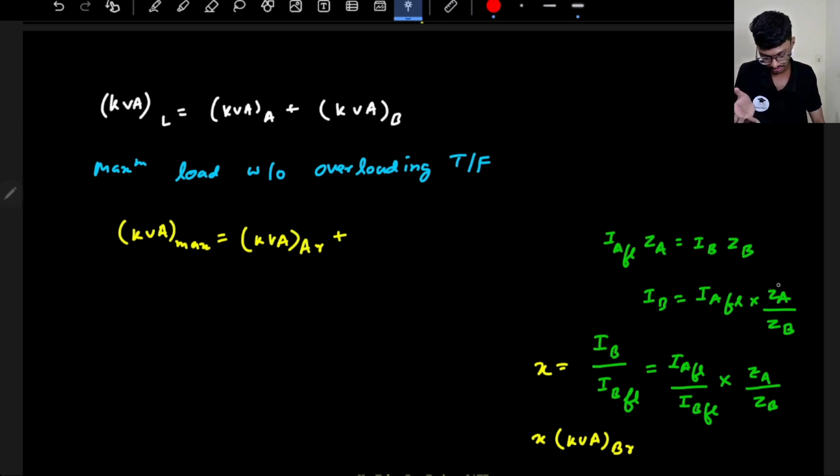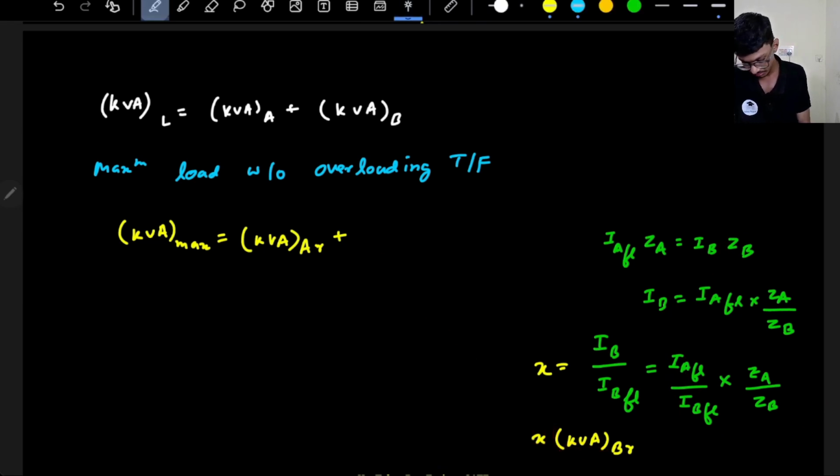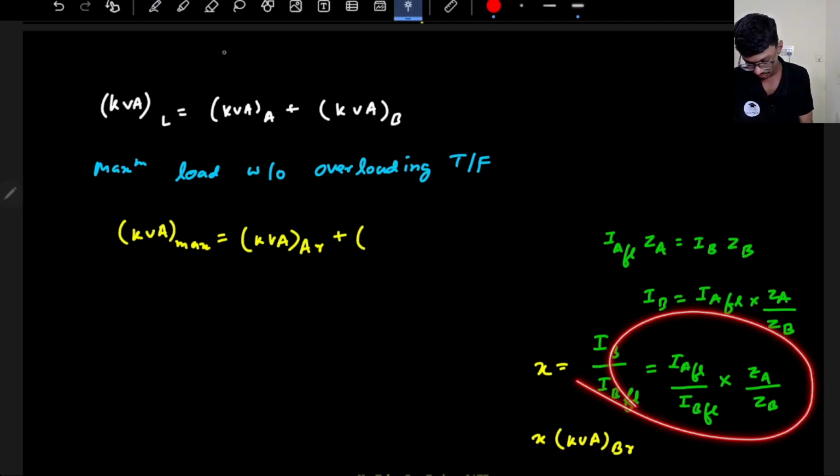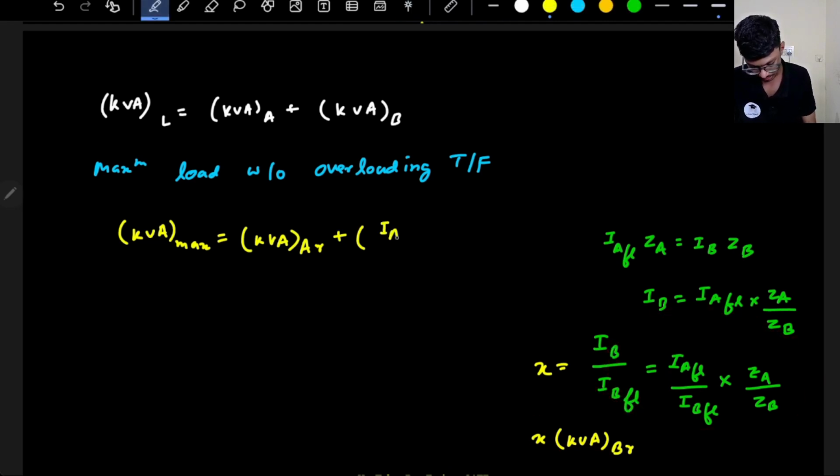Equals to, like this, I just manipulated the equation. That's it, I have not done anything else. So here I will replace, right? So overall kVA sent will be X into kVA of the B rated, basically X into kVA B rated. X will be this value, that is IAFL.